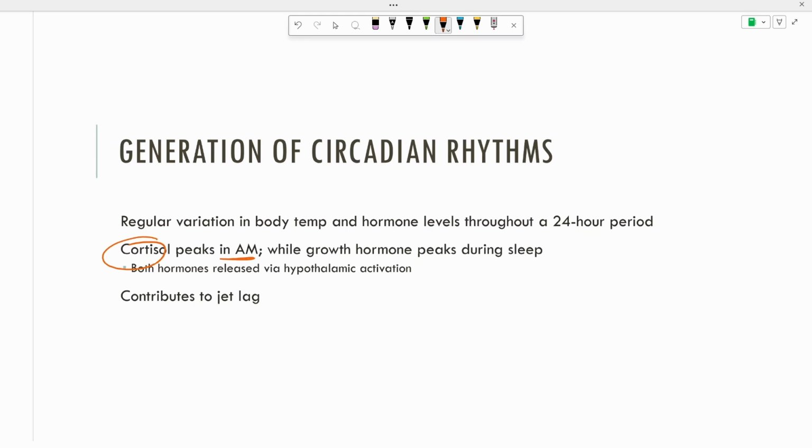If you're under a lot of stress, your cortisol level is going to rise and stay high all the time. If you ever wake up at like 3 in the morning, that's cortisol speaking to you. Growth hormone also peaks during sleep. So anyone who does a lot of training, muscle building, all that stuff, they sleep a lot because that's when they get growth hormone, and it allows for repair of the muscles. Both hormones come from the hypothalamus, or activation of the hypothalamus.